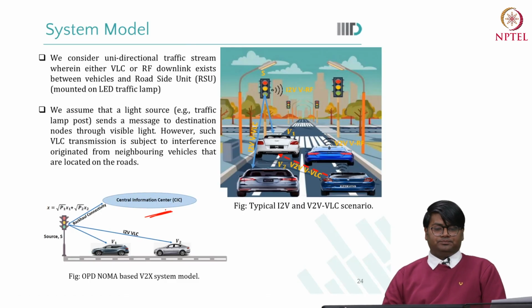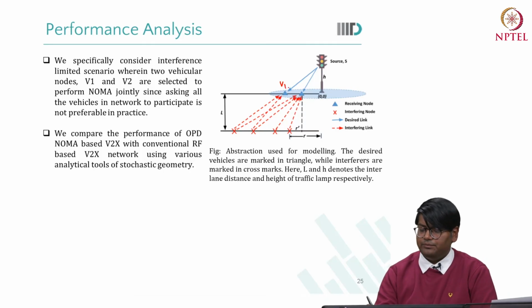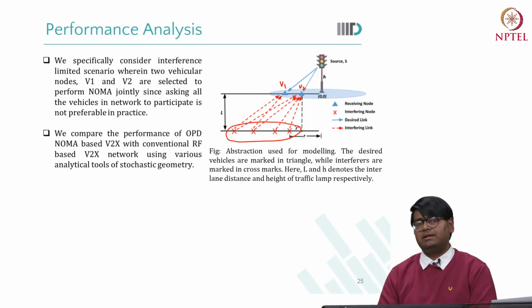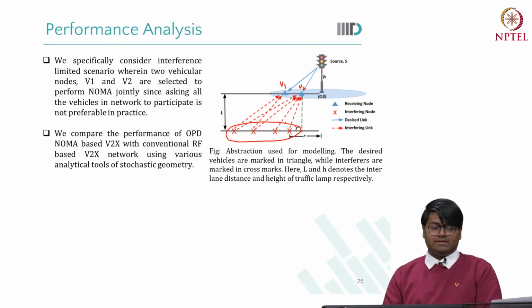Now for ease of understanding, we have shown in this figure the schematic layout of the proposed system model. We consider a set of interfering vehicles which are distributed according to a one-dimensional homogeneous point process. So these are my users V1, V2, which are my desired vehicular nodes, and these are my interfering vehicles. So we consider the interference limited scenario where these two vehicular nodes are selected to perform NOMA, and we compare the performance of this optical power domain NOMA with a conventional RF based V2X network using various analytical tools of stochastic geometry.